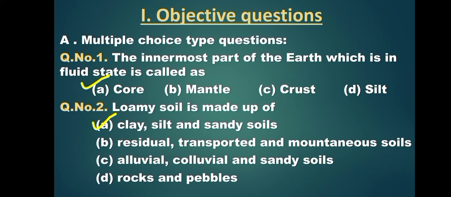Question number 2: loamy soil is made up of clay, silt and sandy soil. Next option is residual, transported and mountainous soils. Then alluvial, colluvial and sandy soils, and option D is rocks and pebbles. The right option is option A, that is clay, silt and sandy soils. Actually the loamy soil is a mixture of different types of soil particles which consist of clay, silt and sand. So for question number 2 the right option is option A.